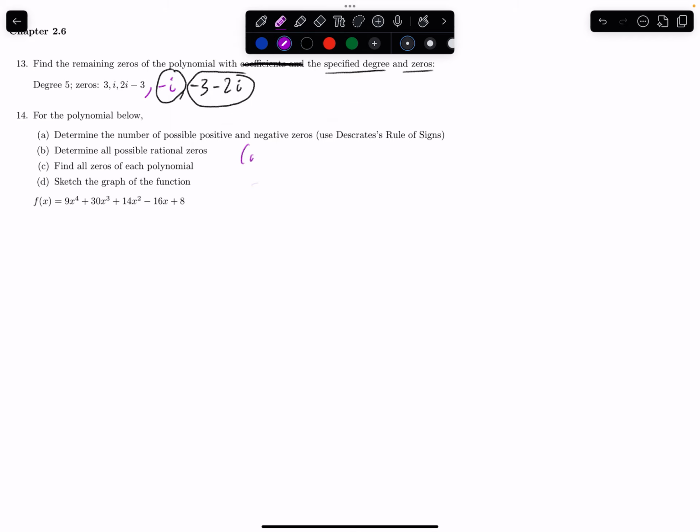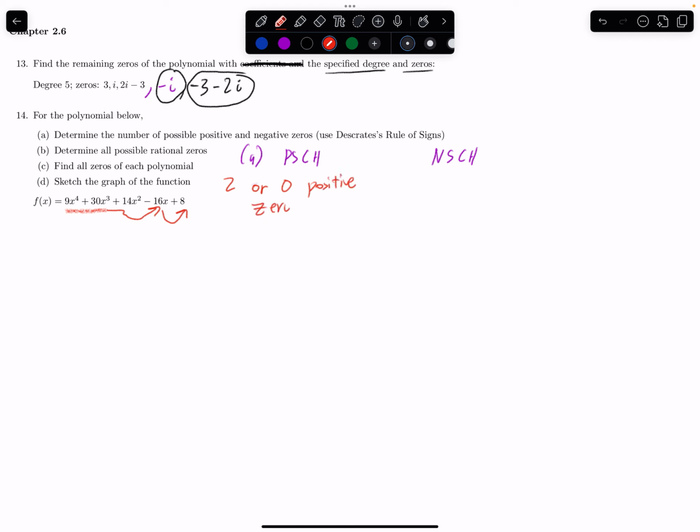Part A is to find positive and negative zeros using Descartes' rule of signs. That's positive sign changes and negative sign changes. And positive sign changes, looking at the original f of x. Here's positive, positive, positive. Switches to negative. That's the first sign change. And then from negative back to positive. So it's 2 sign changes. That means 2 or subtracted by some even number. So 2 or 0 positive roots.